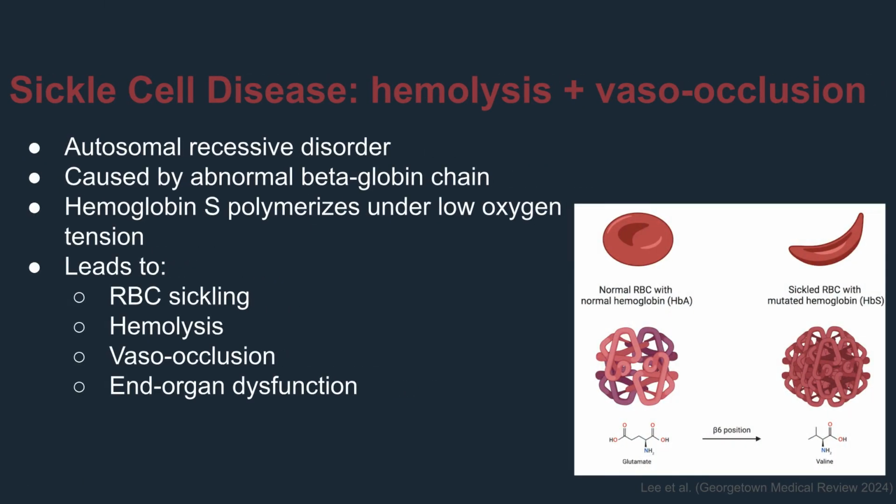When you think of sickle cell disease, just think of hemolysis plus vaso-occlusion. It is an autosomal recessive disorder caused by an abnormal beta globin chain. The key idea is when oxygen is low, hemoglobin S changes shape and the red blood cell sickles. Once cells sickle, they do two bad things. They break apart, causing hemolysis, and they clog small blood vessels, causing vaso-occlusion. That's the whole disease in one sentence: hemolysis plus vaso-occlusion.